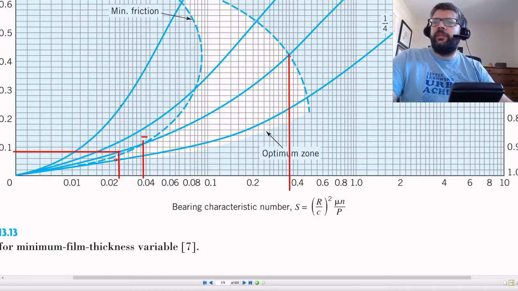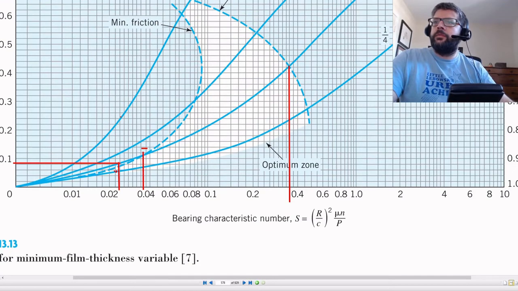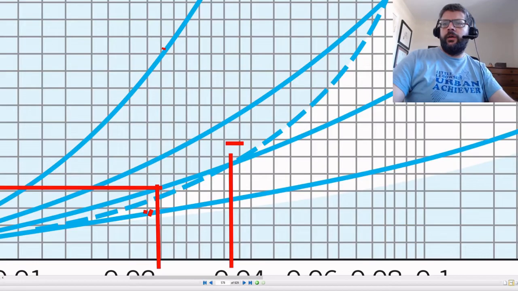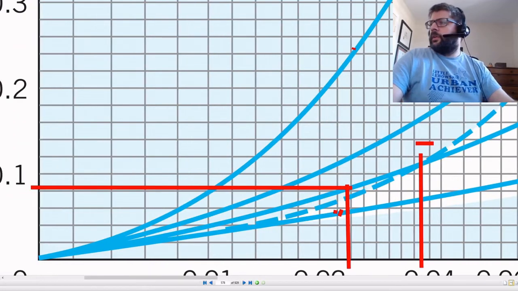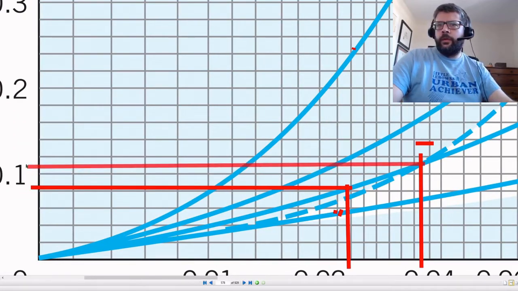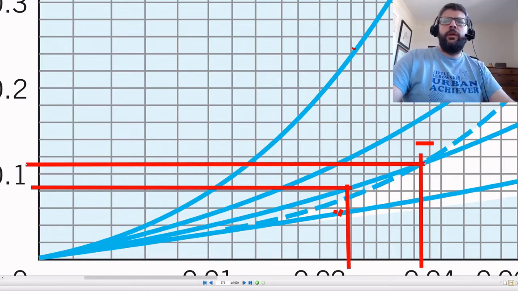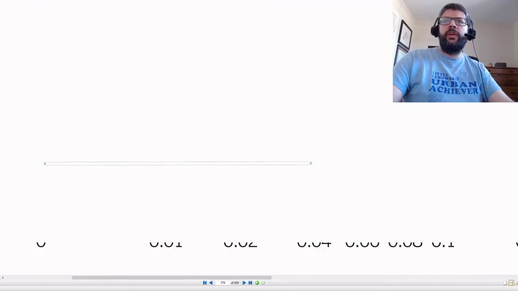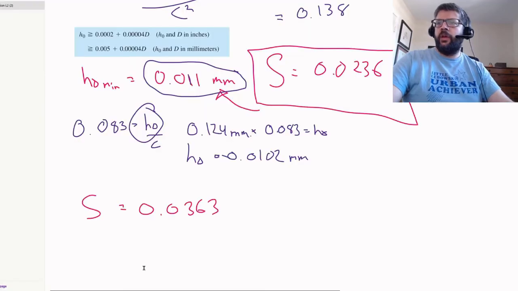That's basically exactly where we had the minimum friction line crossing our half L over D line. So zooming in there, we're looking at what looks to me to be about 0.11. Yeah, 5 divisions between the two. So 0.11 is our H naught over C for that condition.